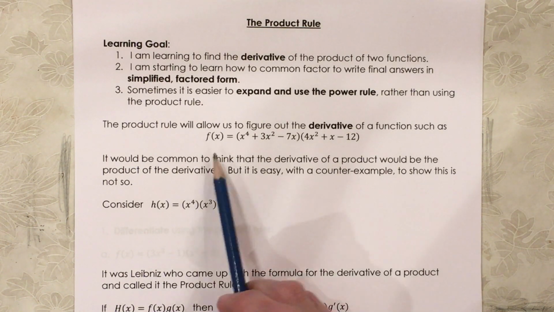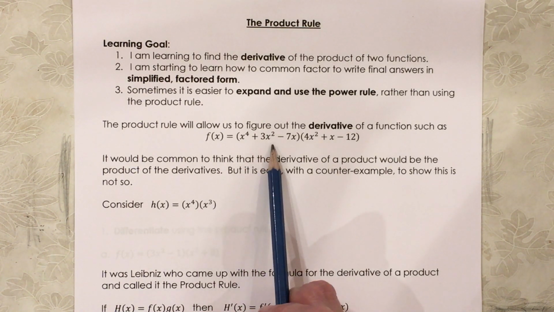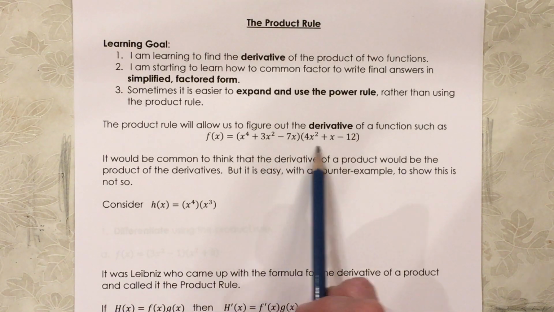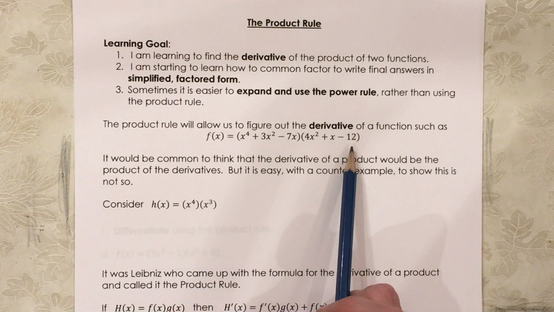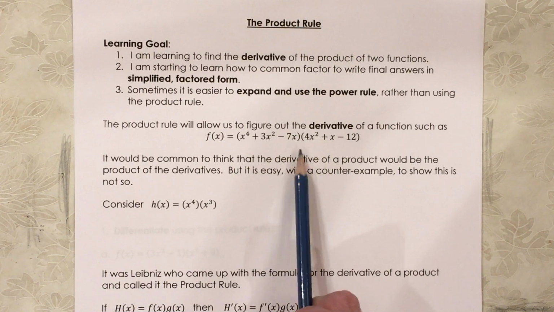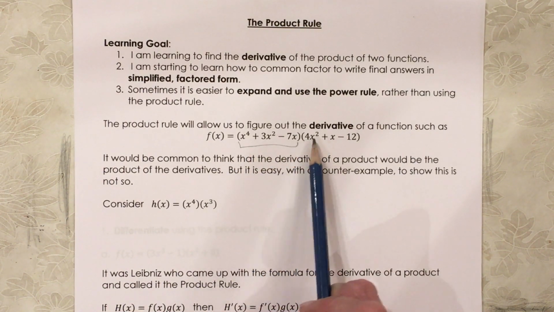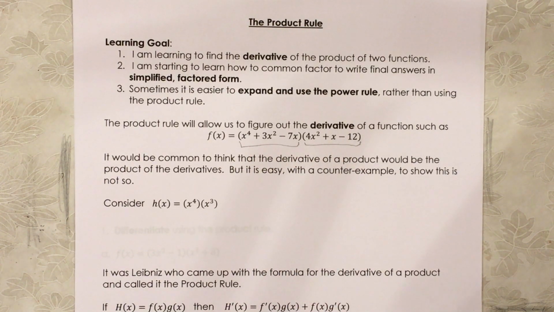So once we learn the product rule, it will allow us to figure out the derivative of a function like f at x is x to the fourth plus 3x squared minus 7x times 4x squared plus x minus 12. So we could use the product rule because it's the product of one function times another function once we learn it. So if we were going to guess what the product rule was, it would be common to think that it would just be the derivative of one of the functions times the derivative of the other one. But we can see that that's not true with a simple counter example.